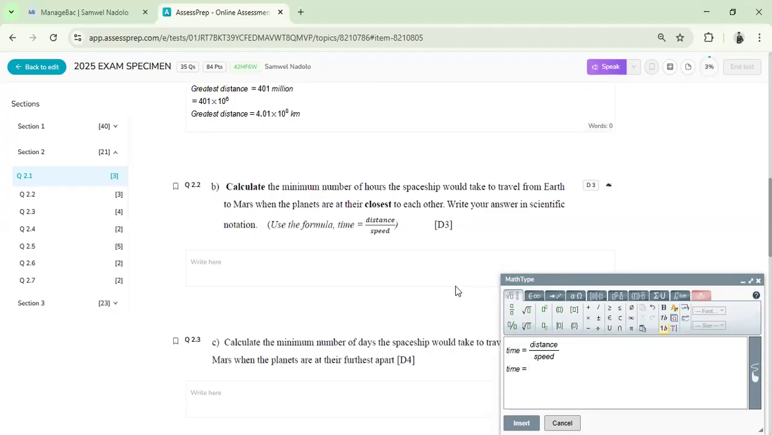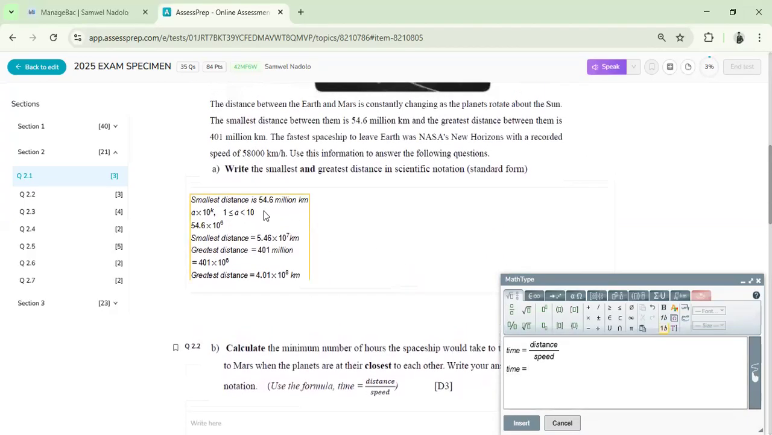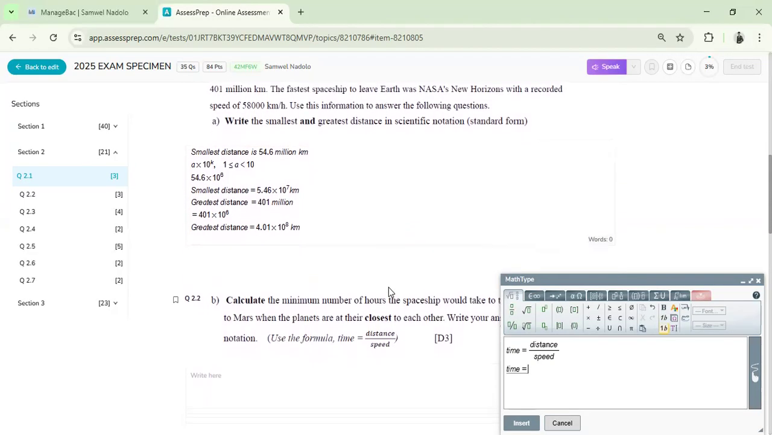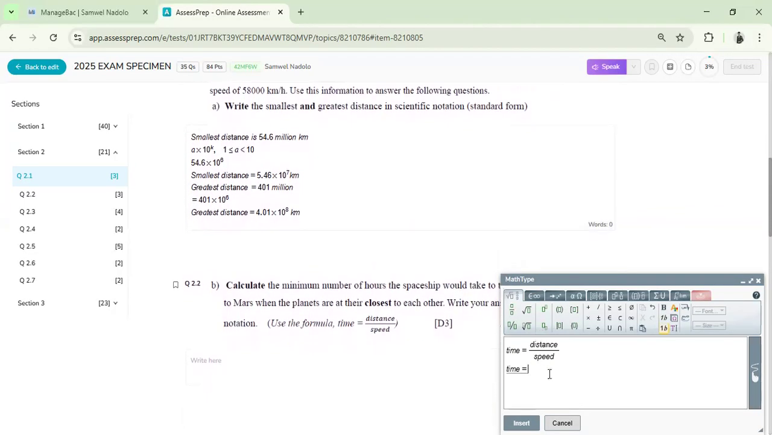Now, when they are closer to each other, that means we'll use our smallest distance, and our smallest distance was 54.6 million, or you can use scientific notation, which was 5.46 times 10 raised to 7, and then divided by, so I just need to copy everything so that I put it as a fraction.